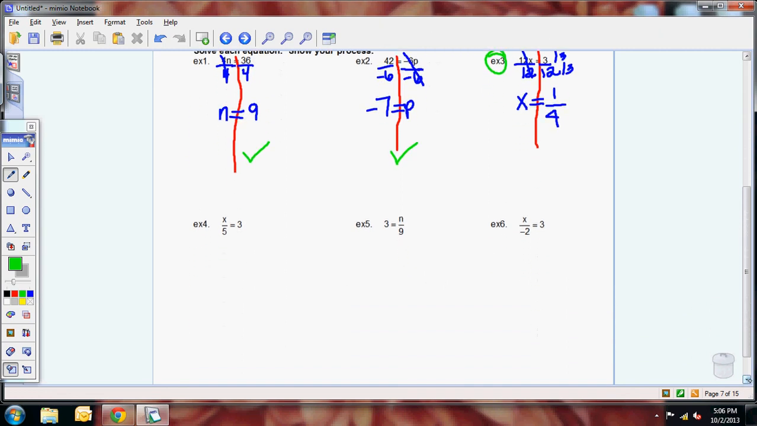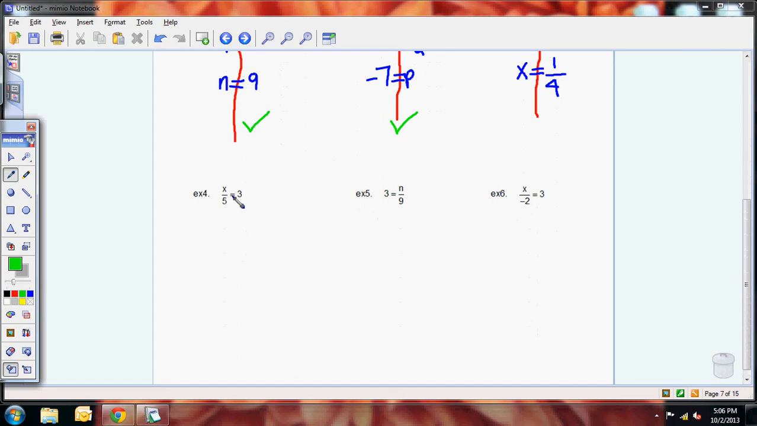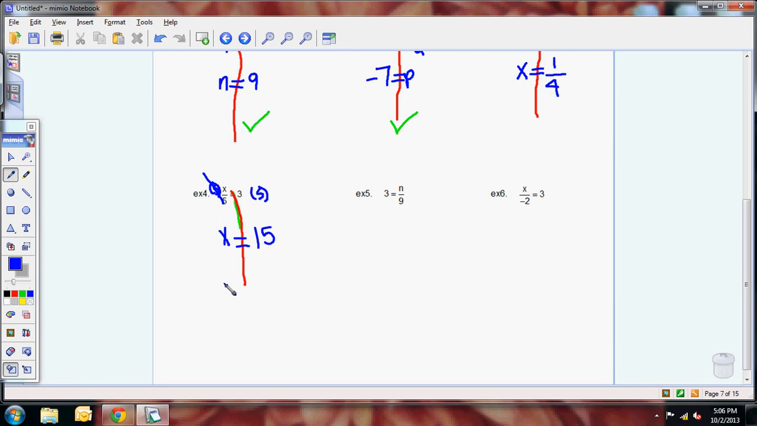Alright, let's look at some division problems. In this one, I have x divided by 5 equals 3. The opposite of dividing x by 5 would be to multiply x by 5. So right now what I have is 5/5, which just gives you 1. So I'm left with 1x, or just x, equals 3 times 5, which gives us 15. Now let's check it, make sure it works. 15 divided by 5 does give us 3, so this one checks out.